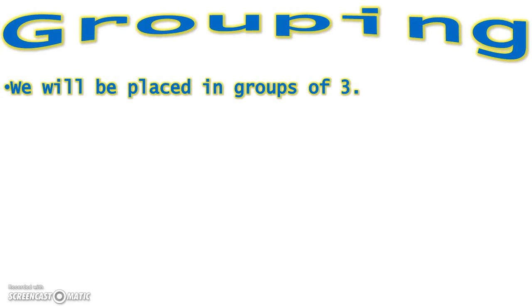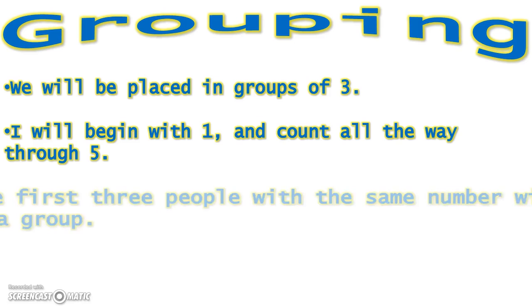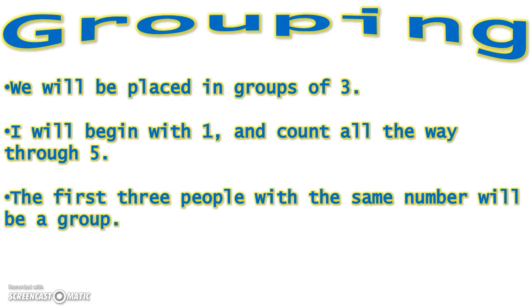Okay, how are you going to be grouped? So grouping, as I said before, we're going to be placed in groups of 3. I will begin a countdown with 1, and I will count all the way through 5. Okay, 1, 2, 3, 4, 5, 1, 2, 3, 4, 5, so on and so forth. The first 3 people with the same number will be a group. So the first 3 ones are a group. The first 3 twos, so on and so forth. That is only 15 students though.